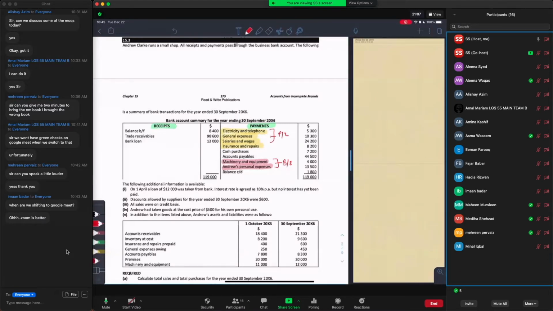We understand that all these expenses, the yellow highlights that I have placed over there, are all going to be your expenses section after the gross profit has been calculated.